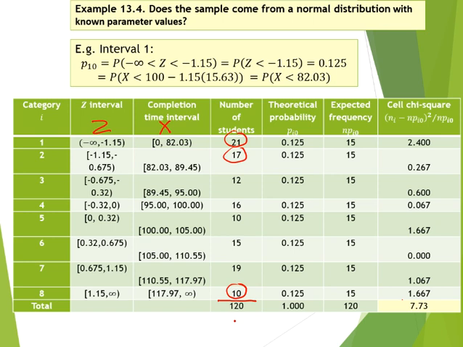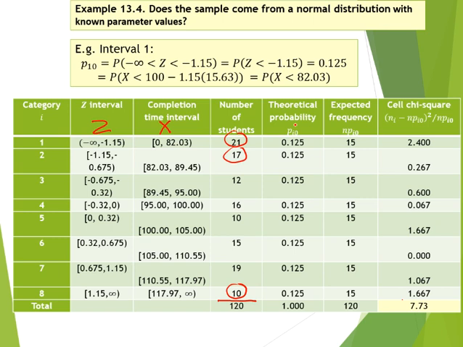to 120. The theoretical probability for each one of these categories is 0.125, and that's because we chose to divide into intervals of equal probability. This can be totally different. You can choose your regions differently. The theoretical probabilities need not be the same. This is only for this particular example.